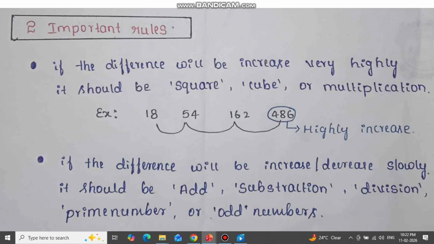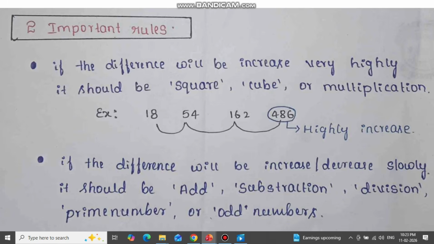Then two important rules about series. If the difference increases very highly, it should be square, cube or multiplication. For example, 18, 54, 162 and 486. In the given series the difference increases highly, so there should be square, cube or multiplication.